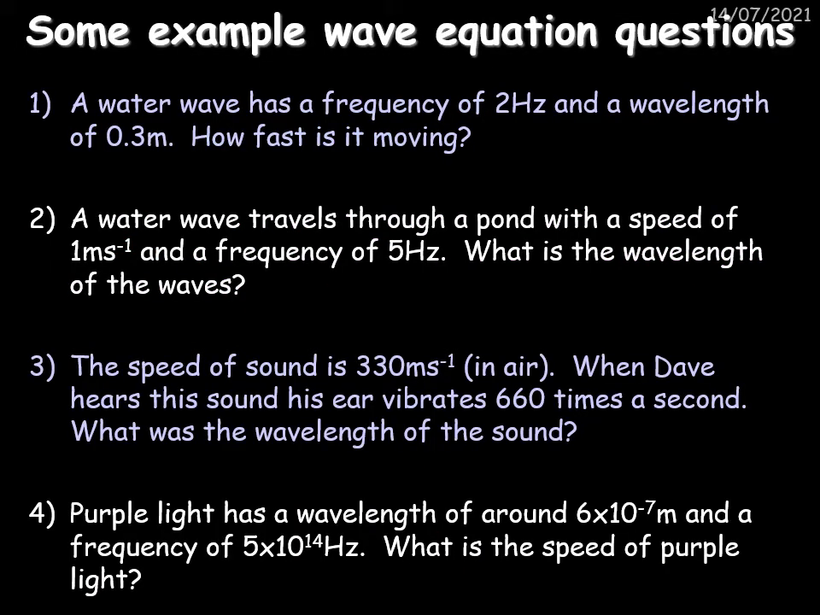So trying that out, if we just do the first one, easy. How fast is it moving? So we want the wave speed. It's already in hertz, it's already in meters. Wave speed was frequency times wavelength. 2 times 0.3 is 0.6 meters per second.